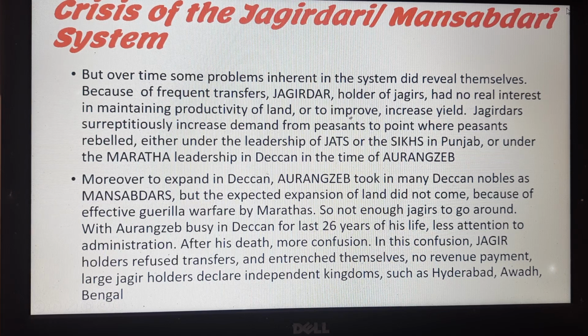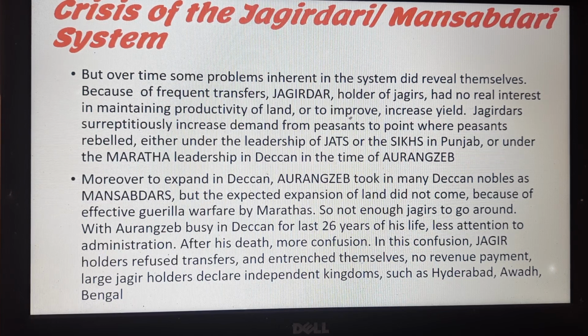So they were not allowing the farmers to put manure or pesticide on the fields so that the land may improve. And due to that, what happened? Productivity of land decreased, they did not improve it, and the yield did not increase. Jagirdars oppressively increased demands on peasants to the point where peasants rebelled. So the Jagirdar said that the peasants are not adding manure and all those things, so that's why the crops are not growing. The peasants, after listening to this, became very angry and they rebelled.